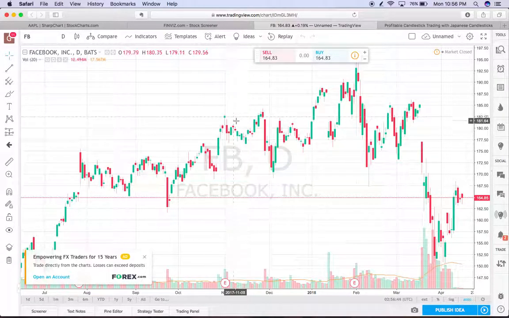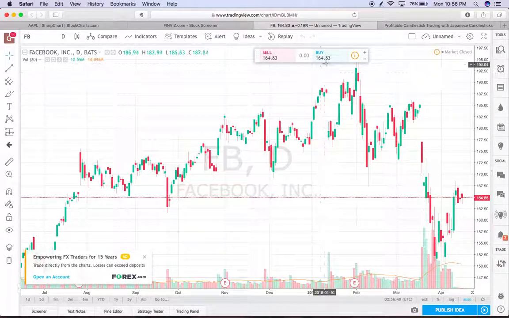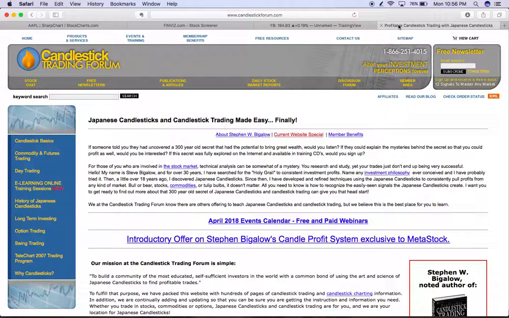Tradingview.com is a good tool. You may want to look more into that and using it, and learning about candlesticks and candlestick patterns. This is candlestickforum.com that I shared with you earlier. And if you have not subscribed to this free newsletter to receive this free ebook, 12 Signals to Master Any Market, I strongly encourage you to do that.